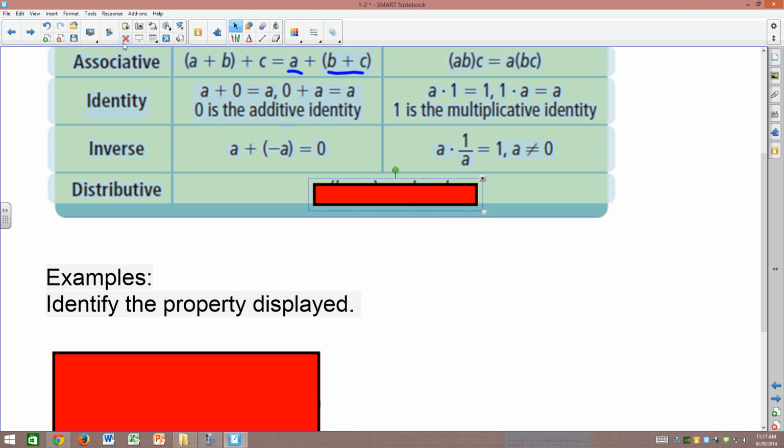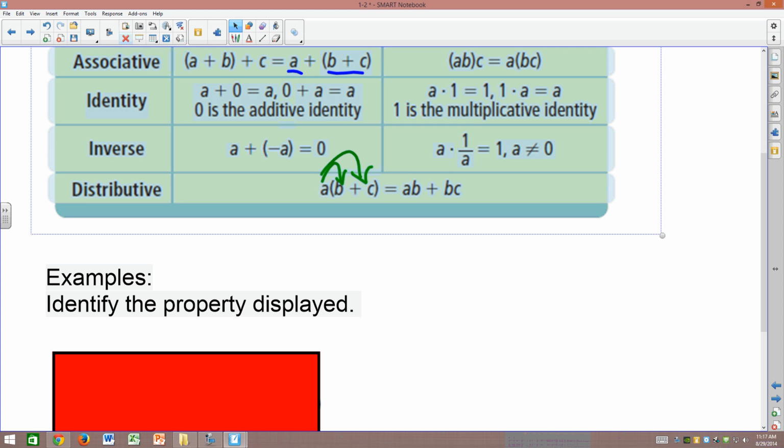It's actually of both. Or, I'm sorry, addition or multiplication. It's of both. So you're taking that A and distributing it in to both of those. So you get rid of the parentheses. Some people mess this up with associative. But look at associative up here: the parentheses stay there. Where in distributive, the parentheses go away. Okay. And this is multiplication in between the A and the B plus C.